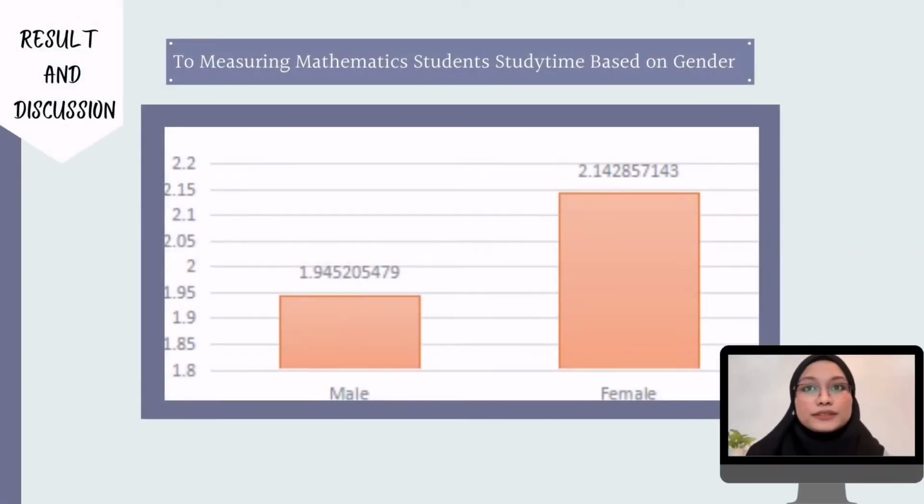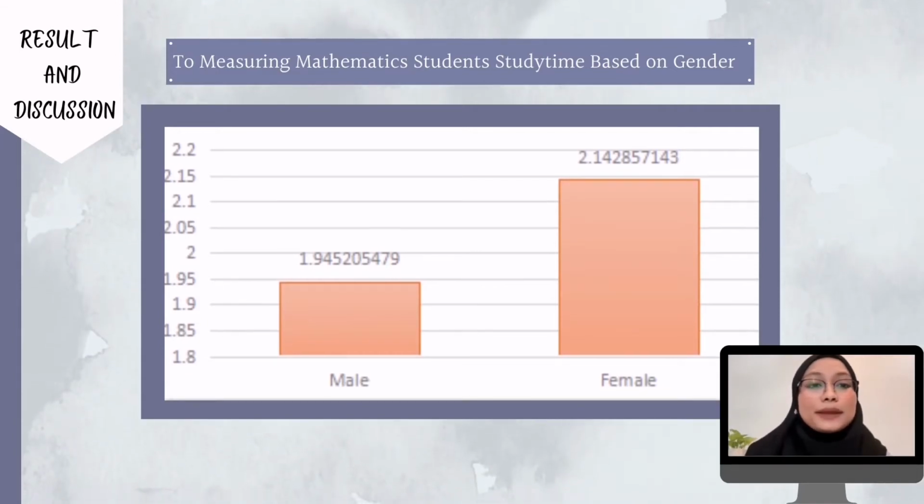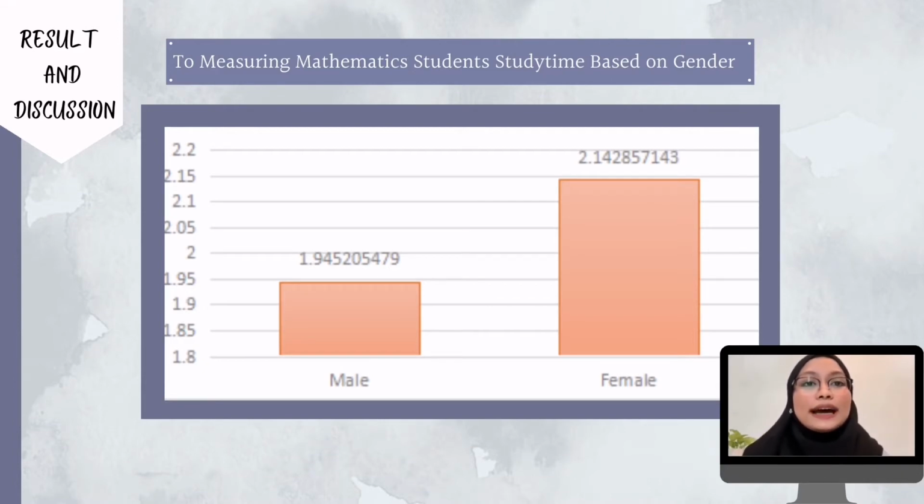The first graph is to measure the mathematics students' study time based on gender. So the bar chart of the mean score of respondents that spend time weekly for studying shows that the highest mean score is for female, and it shows that a high percentage of female students spend time weekly for studying rather than doing other activity compared to the male students.